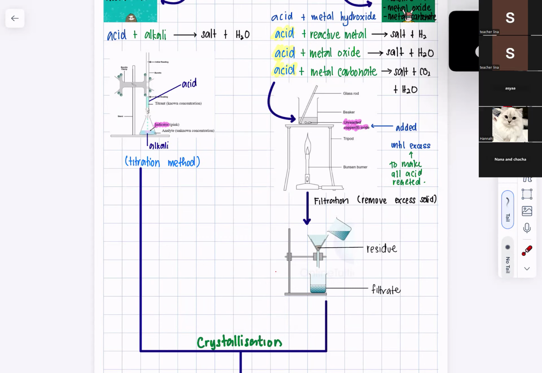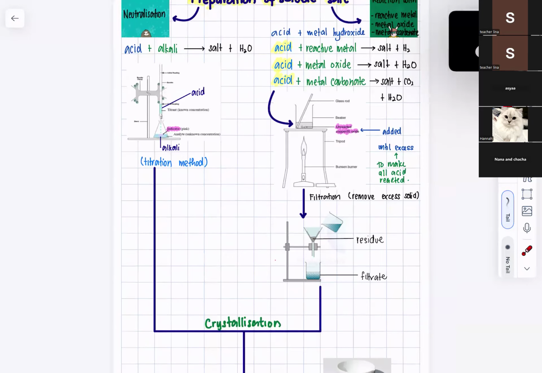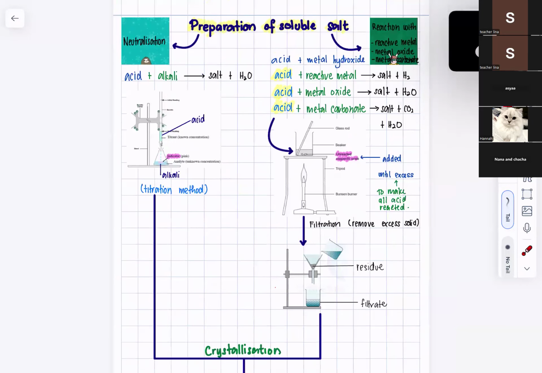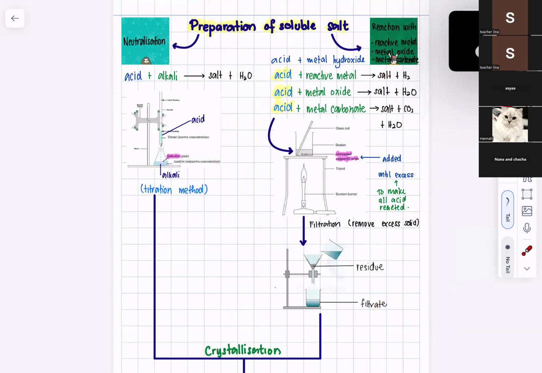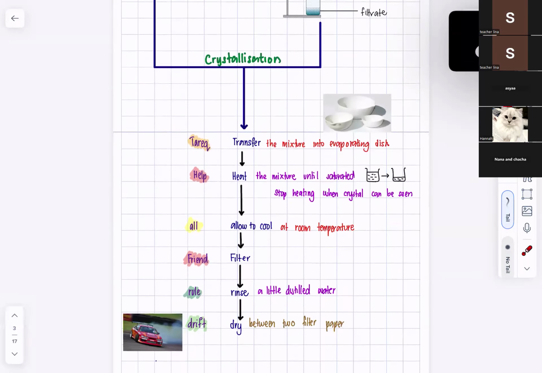Okay. Any question on this one, before I proceed to the crystallization? Asha? No questions. Hannah? No questions. Nana? No questions. Acha? No questions. Okay, now we go for the crystallization.